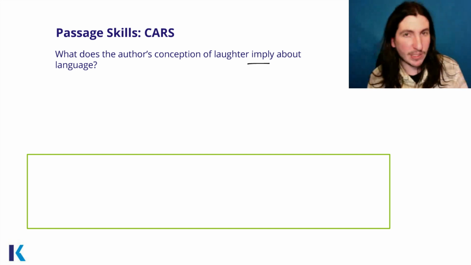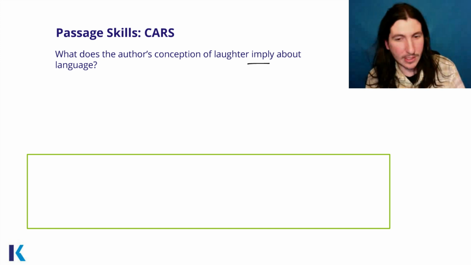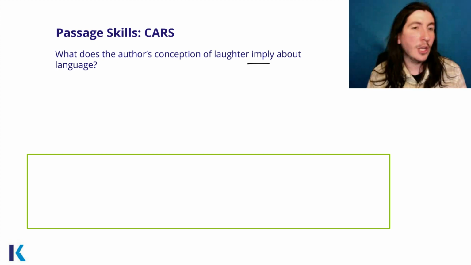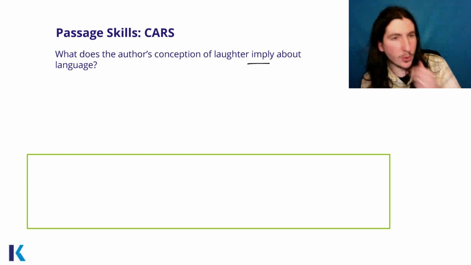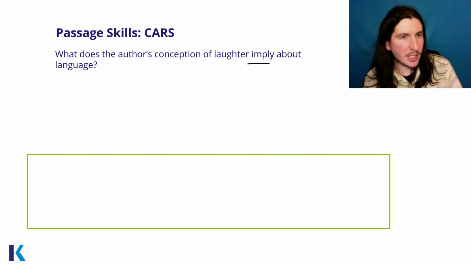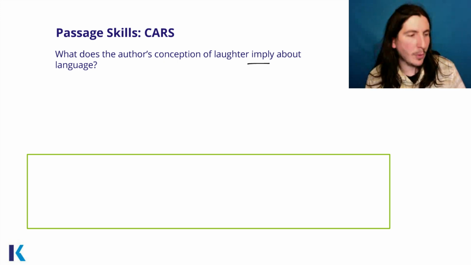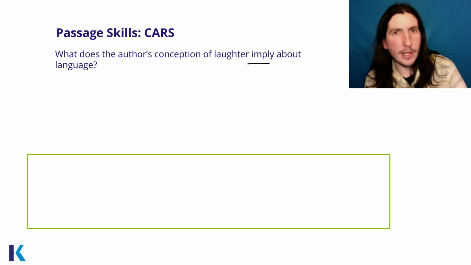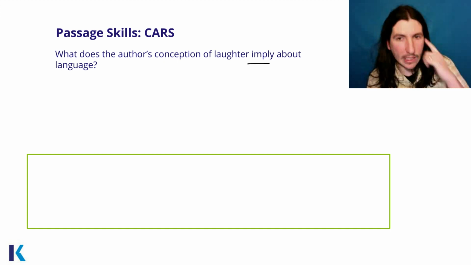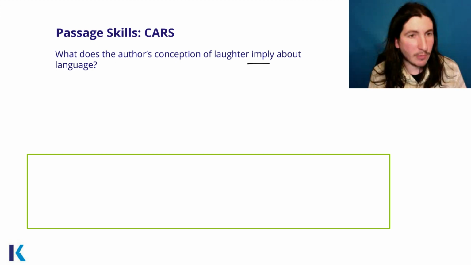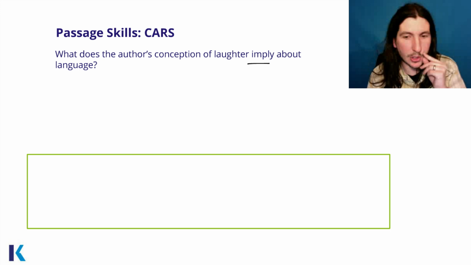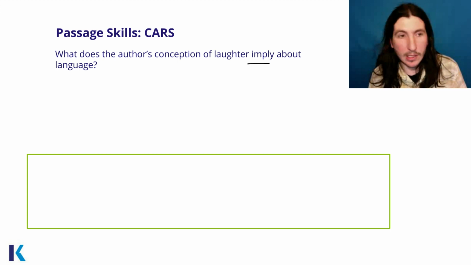This would be reasoning within the text, would be the skill they're looking at here. So they want to know that you can take what the author says about laughter and say what he's trying to imply about language. This isn't something where you have to read the author's mind. There are statements within this passage that relate laughter and language. That is really only the final paragraph.